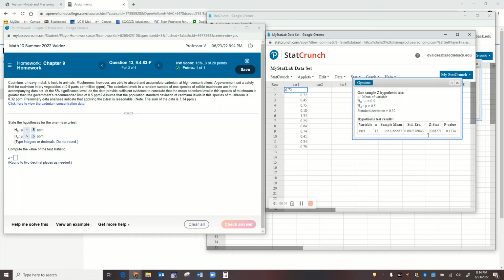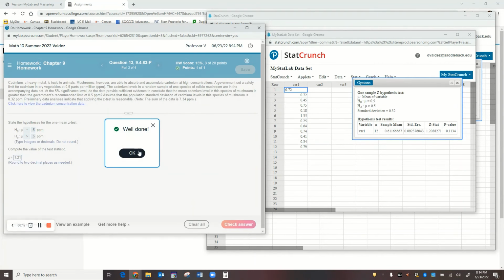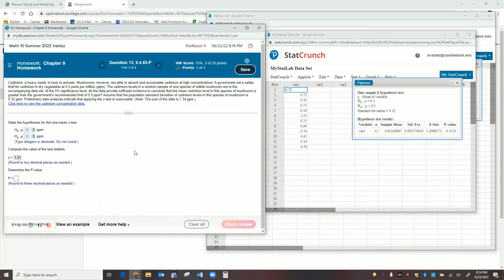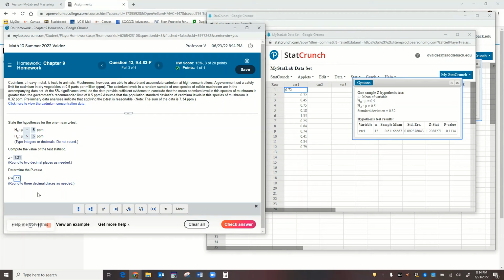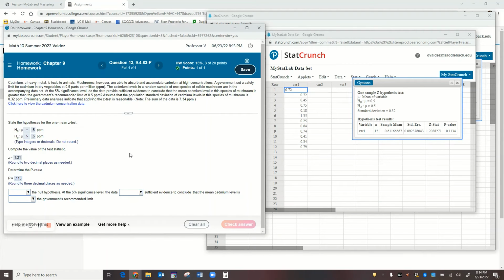Here's my z-test statistic, 1.21, right? If we're rounding to 2 decimal places. Well done. And they want the p-value, 3 decimal places on that one. So that'll round to 0.113. Ooh, 3. Nice. And anything else? Okay.